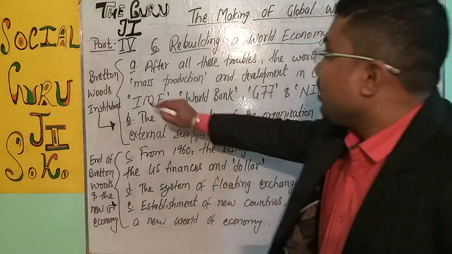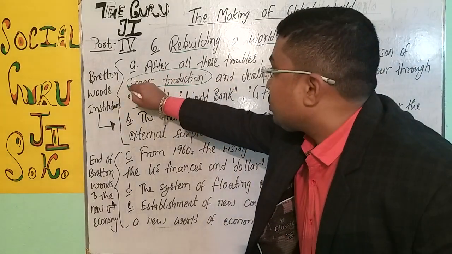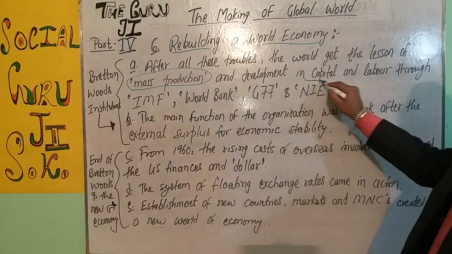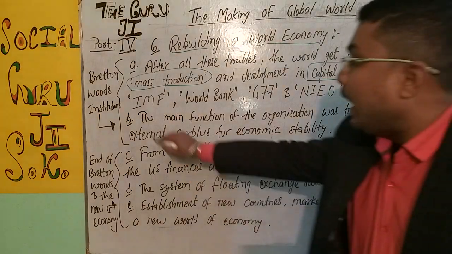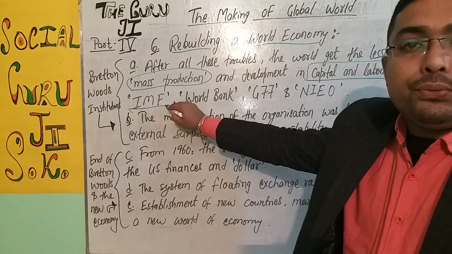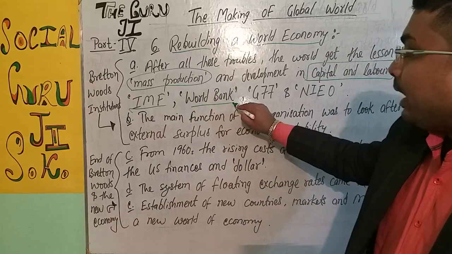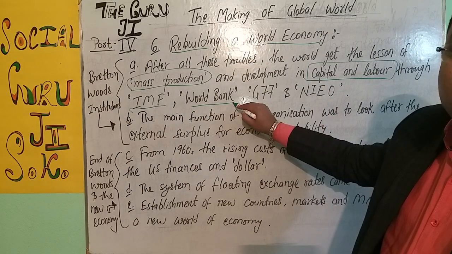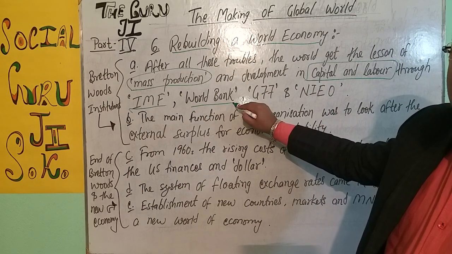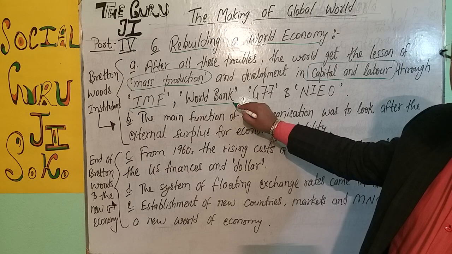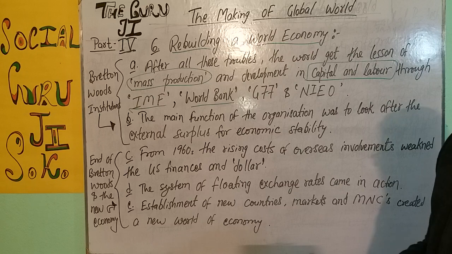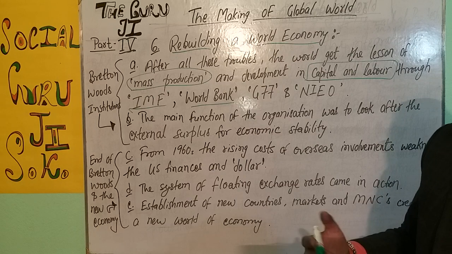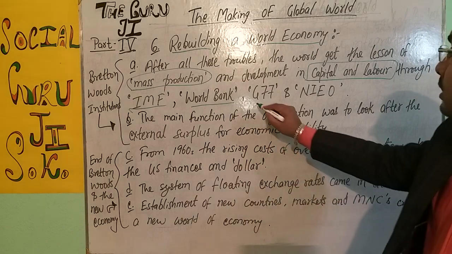Under this system, the process of mass production, development in capital and labor was done through the IMF, International Monetary Fund, and the World Bank. It means it is an institution which gives financial support to those countries who have a low economy or who have a financial crisis and similar things.